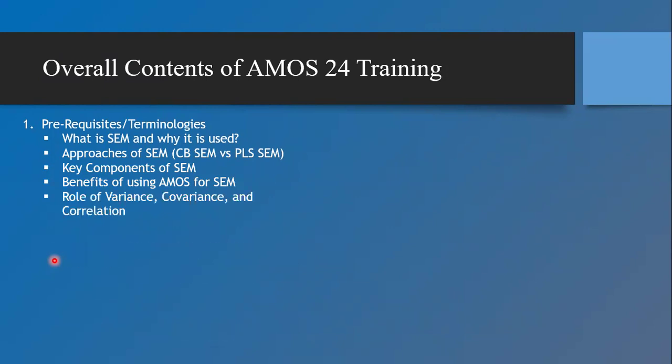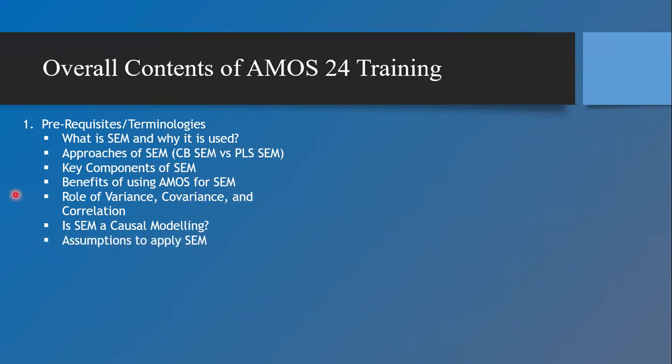Then structural equation modeling requires you to have knowledge about variance, covariance, and correlation. So what is their role in understanding this whole practice? Is SEM a causal modeling or not, and what does it mean? I will explain it here.